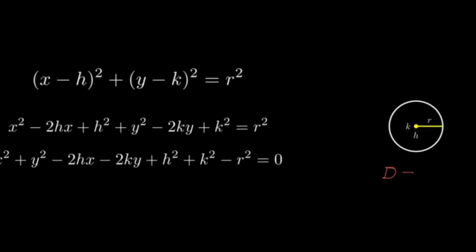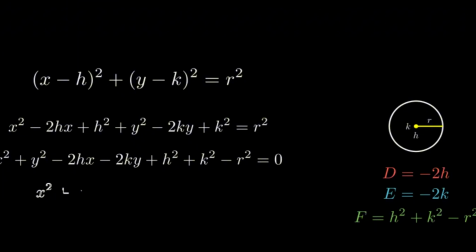Looking at our equation, we can identify patterns that will help us simplify it further. Let's introduce 3 substitutions. First, we'll replace negative 2h with the coefficient d, which is the coefficient of the x term. Similarly, we'll replace negative 2k with the coefficient e, which is the coefficient of the y term. Finally, we'll group the remaining constant terms, h squared plus k squared minus r squared, and call this f. Notice that f contains information about both the center coordinates and the radius.